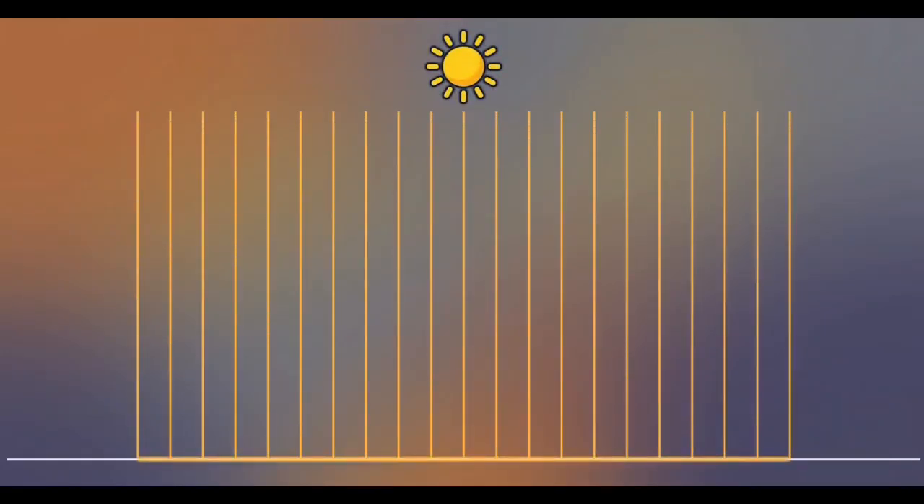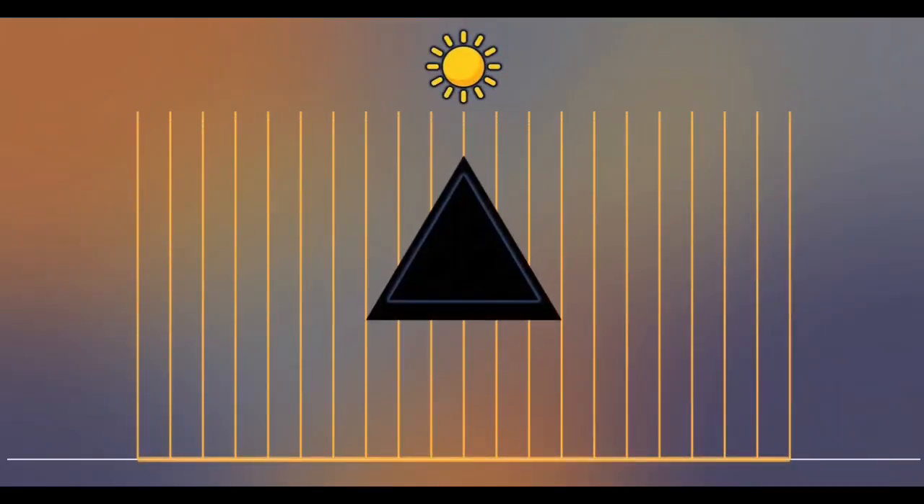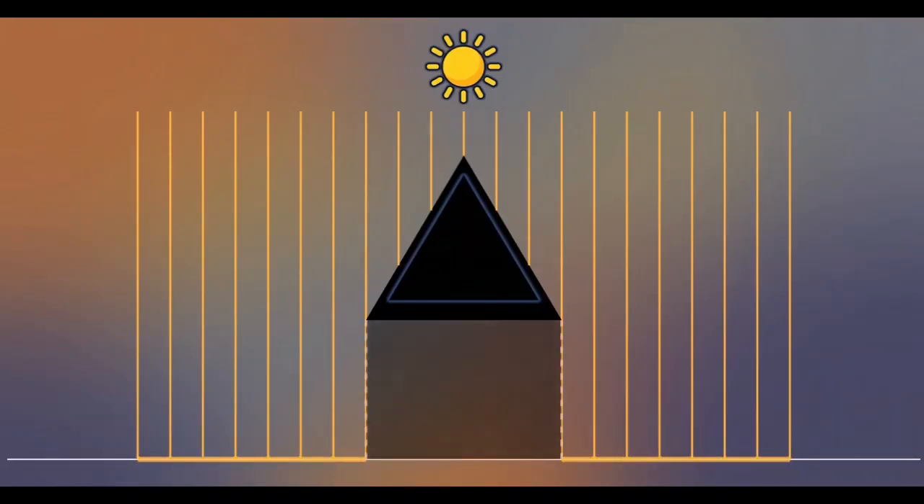When a solid object gets in the way of that light, it physically blocks those beams from traveling any further. Notice how the unblocked light continues down to hit the ground, but the area directly beneath the shape stays dark. That unlit silhouette is a shadow. It is quite literally a space where light cannot reach.